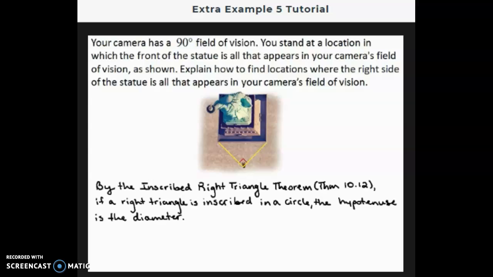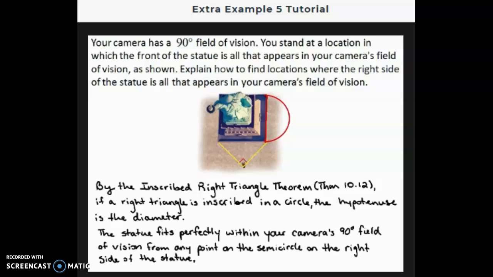By the inscribed right triangle theorem, if a right triangle is inscribed in a circle, the hypotenuse is the diameter. So draw the circle that has the right side as a diameter. So the diameter that you drew is also the hypotenuse of any right triangle that is inscribed in this circle. So the statue fits perfectly within your camera's 90-degree field of vision from any point on the semicircle on the right side of the statue.